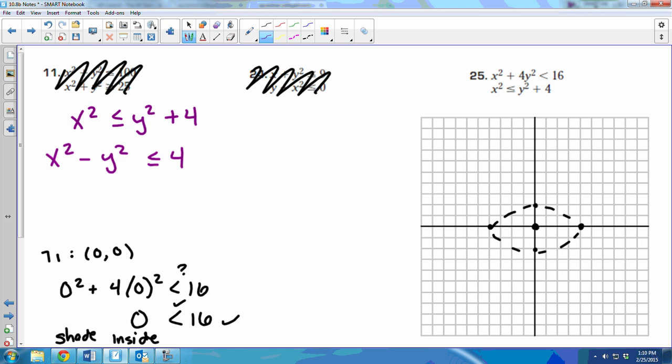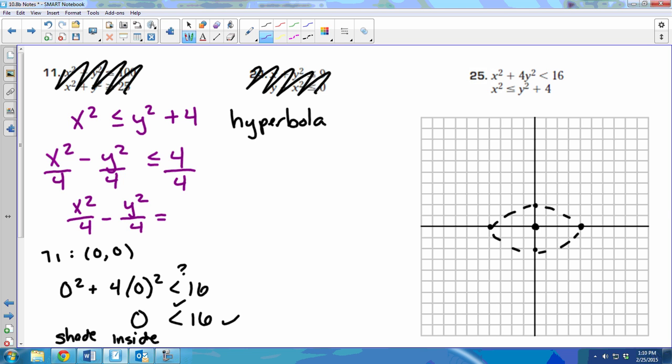Since it's a hyperbola, we have to have it equal to, or in this case not equal to, a 1. So we need to divide everything by 4. So you have x squared over 4 minus y squared over 4 equals 1. So from this, is it horizontal or vertical and why? Sorry, not equals, my bad. Less than or equal to 1. This is from the last one. I left the test point stuff, so I know where to shade later.